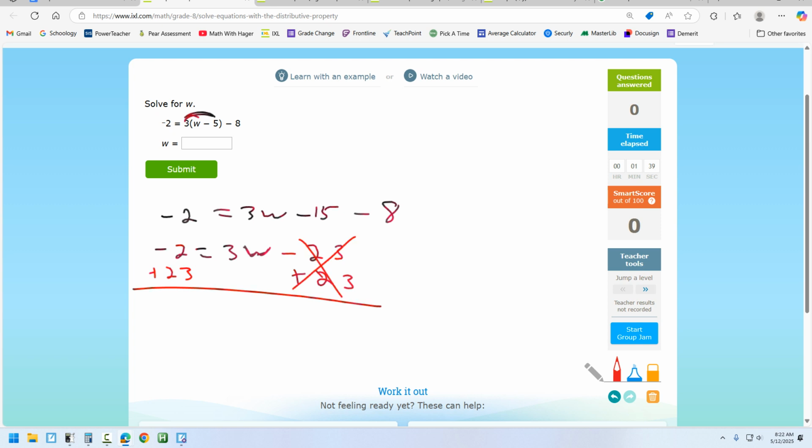That's gone. What's negative 2 plus 23? 21. And your last step to get W alone. Yep. Divide by 3. And what's 21 divided by 3? 7. Perfect. And then you click submit. So that IXL reviews the distributive property.